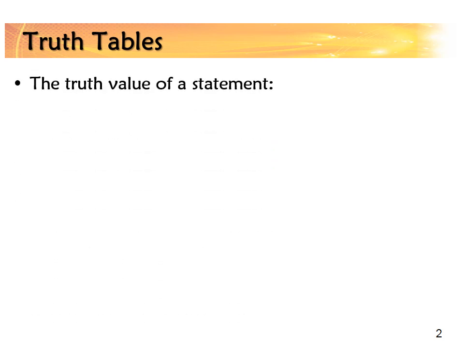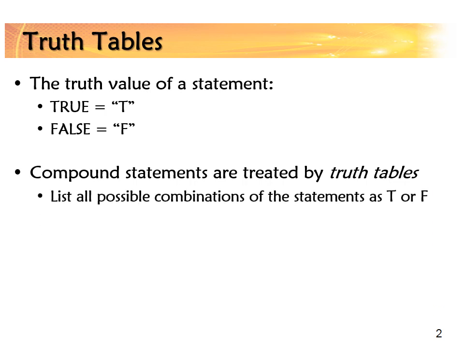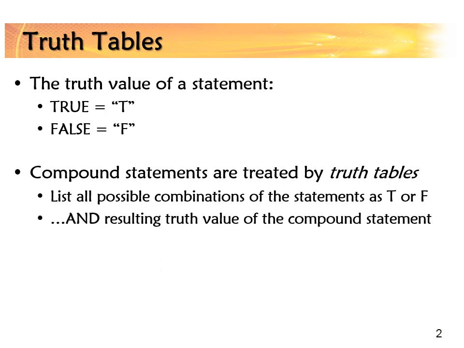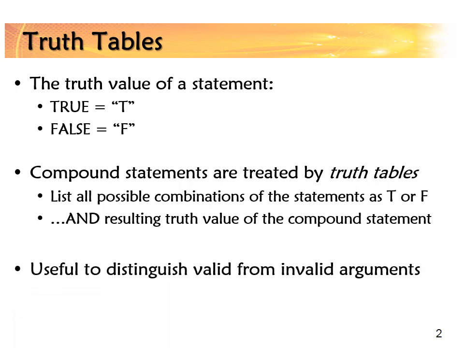All right. So each statement has a truth value. It's either true or it's false. Those are the two things that can be, and it cannot be anything else. So if we're going to talk about a compound statement where we have several things going on at the same time, we have to use a truth table for that. So we're going to list all possible combinations of the statements as true or false and take a look at the resulting truth value of the compound statement under the various conditions.